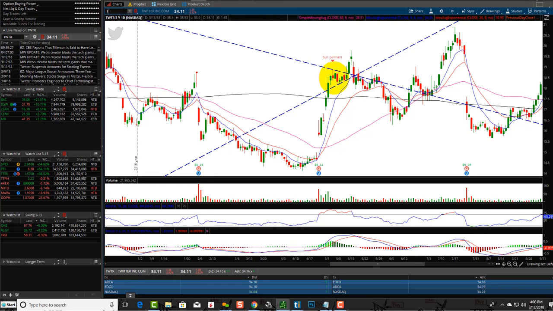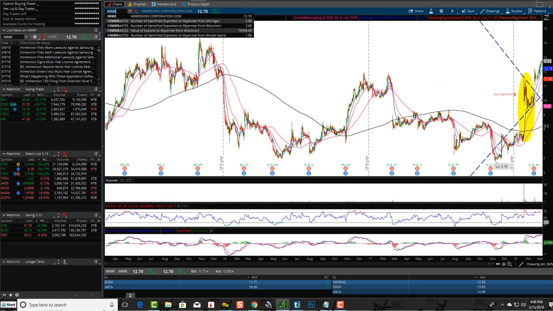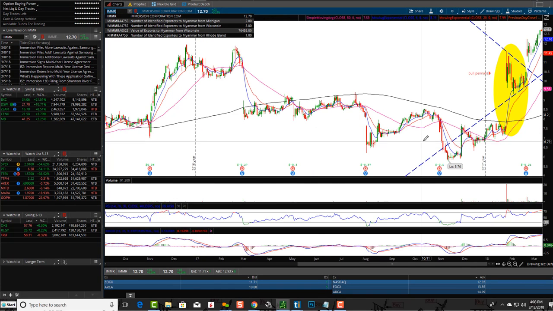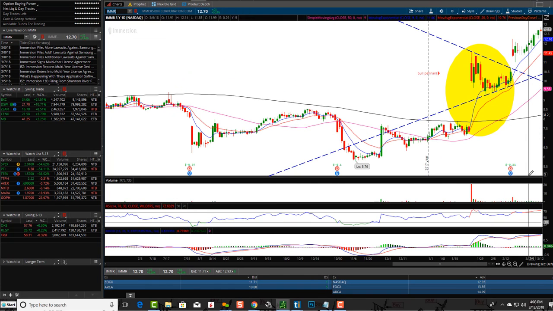Let's look at IMMR. All right, perfect example, right? This is a different one. So now you can say, huh, is that a symmetrical triangle or is that a pennant? Because that looks awfully like a symmetrical triangle. Well, it is. But also here, this gap up is an invisible flagpole. So this is also a big pennant, but it's still telling the same story as that symmetrical triangle.